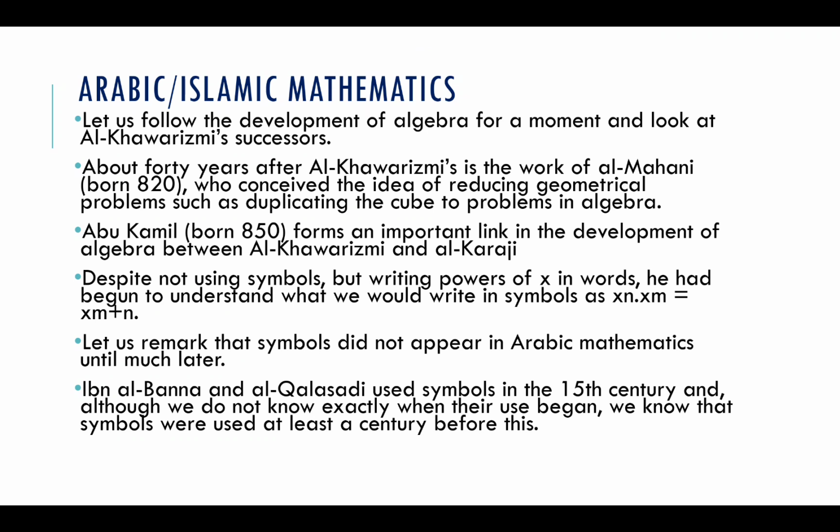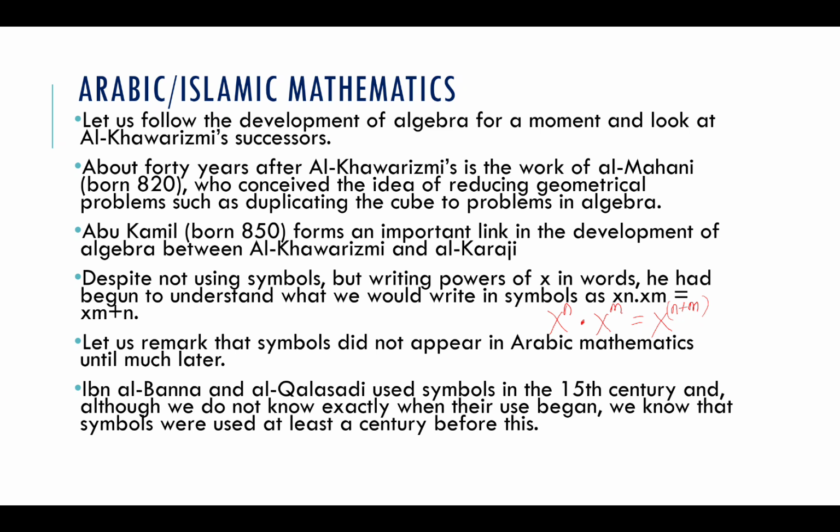Despite not using symbols, but writing powers of x in words, he had begun to understand what we would write in symbols as x to the power of n times x to the power of m is equal to x to the power of n plus m. I'll put parentheses just to be clear. So despite not using symbols, but writing powers of a variable in words, again, they wouldn't have used x, he had begun to understand what we would write using that symbolic notation.